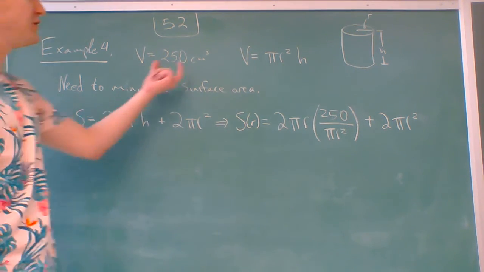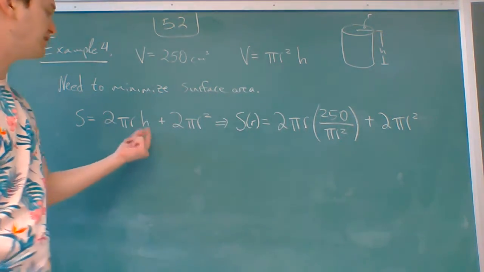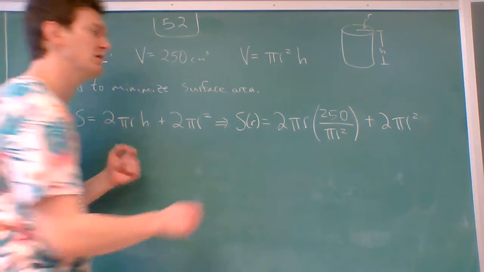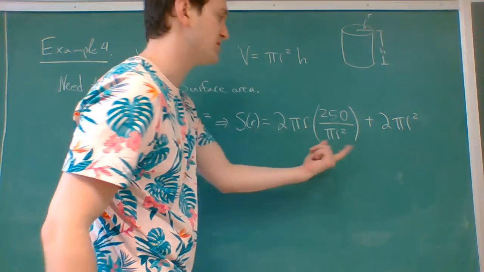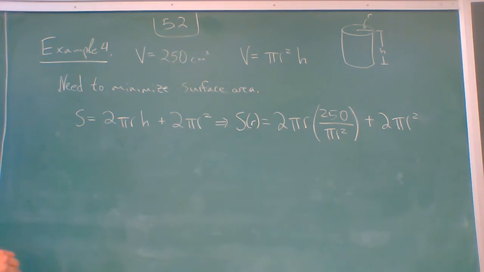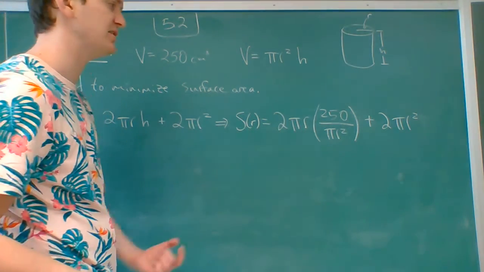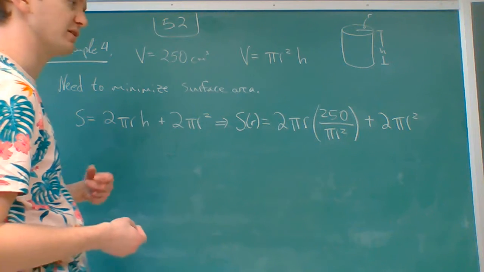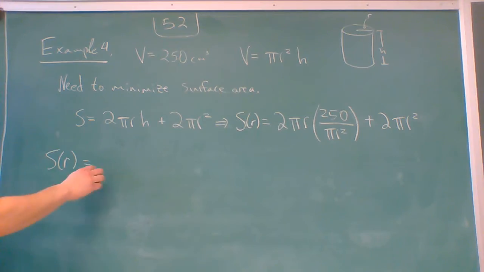So I used that volume that they gave me to get my h as a function of r, so that then I could get rid of this h in my surface area formula and get the function that I want to minimize as a function of a single variable. So now what I want to do is take that function, take its derivative. Should probably clean it up though before I take its derivative. I'm going to take its derivative, set it equal to 0, and find that radius value that minimizes my surface area. Before I do that though, let's clean up that S of r function.